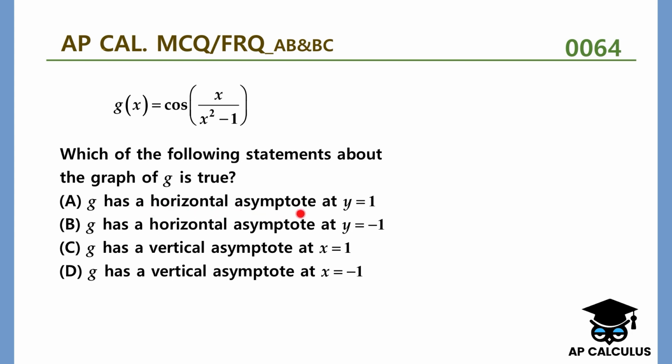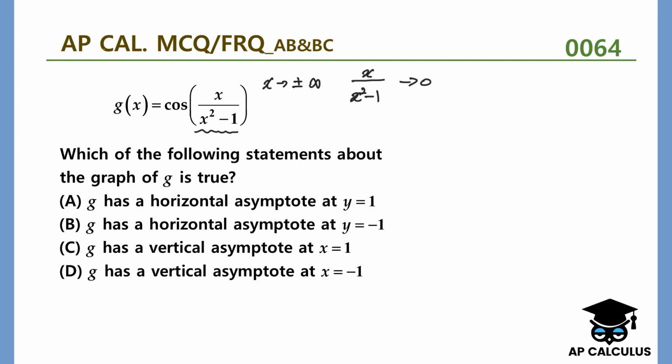Remember, horizontal asymptote has to do with infinite limit, right? When x approaches either positive or negative infinity. So let's look for horizontal asymptote first. Let's say x approaches either positive or negative infinity. Then what does this expression right here approach? x over x squared minus 1. Well, that actually approaches 0, right?